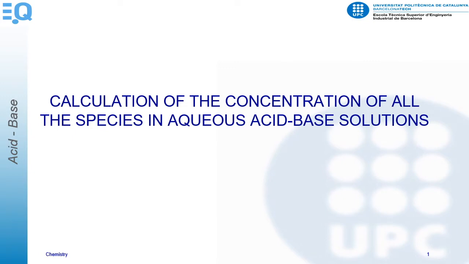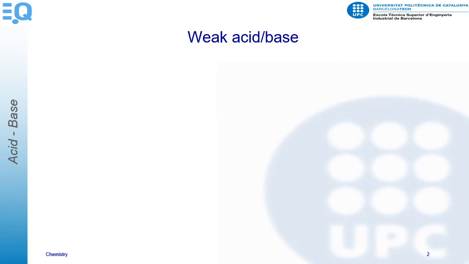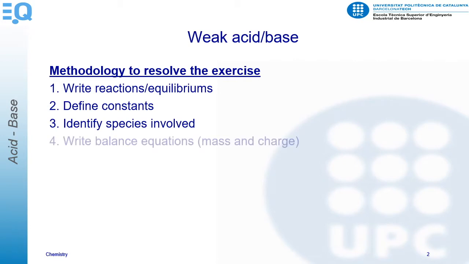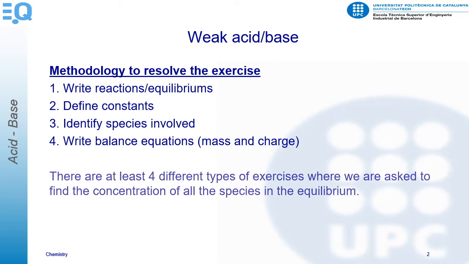In today's presentation, we are going to find out how to calculate graphically and numerically the pH and the concentration of all the species. We are going to see 4 examples. We start from a weak acid or base. The methodology is always the same. Write all the reactions, define which are the constants, identify the species involved, and write the charge and mass balances.